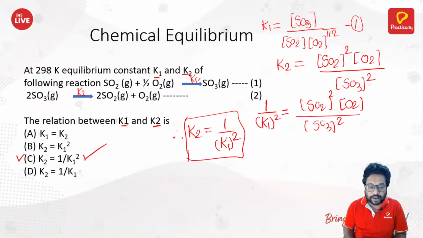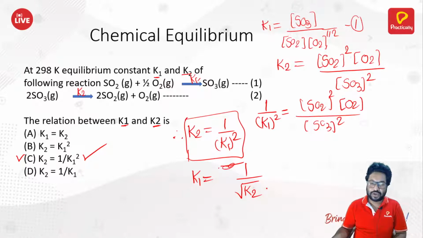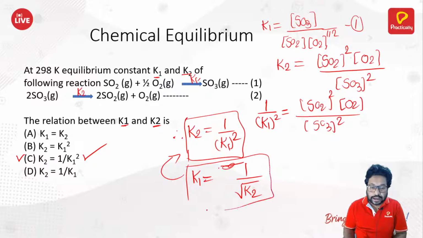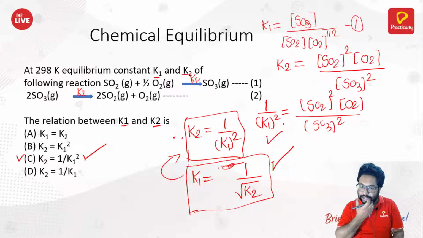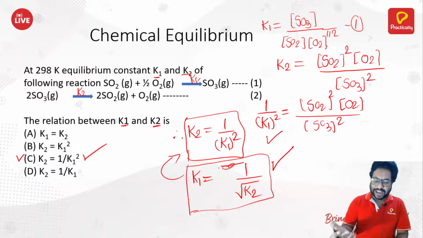See, you can also write it in this way. K1 is equal to 1 by under root K2. So it is that way also, and you can obtain that from this relation also. Okay. In the exam, they can give you any relation. They can give you this relation also. They can give you this relation also. But that's normal mathematics, and I hope everyone must be aware of that much mathematics. Okay. So moving ahead.